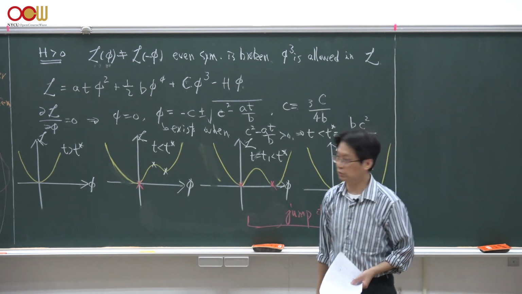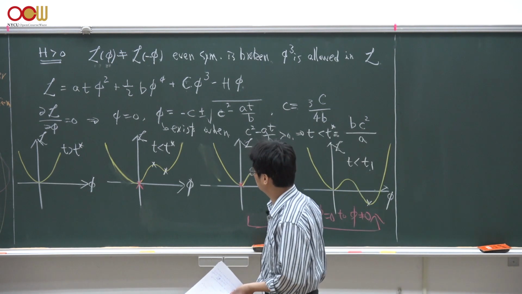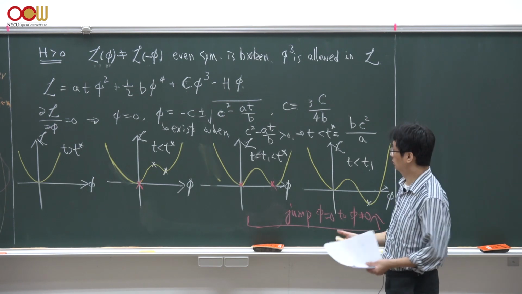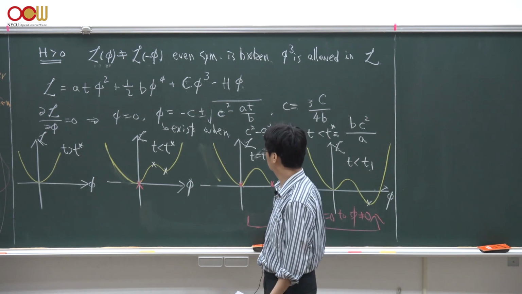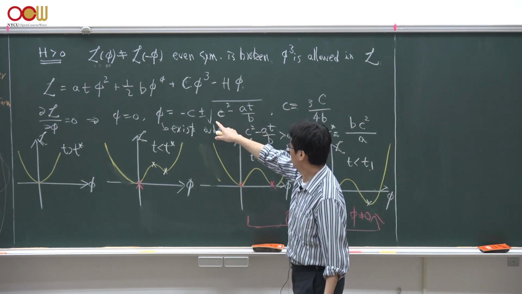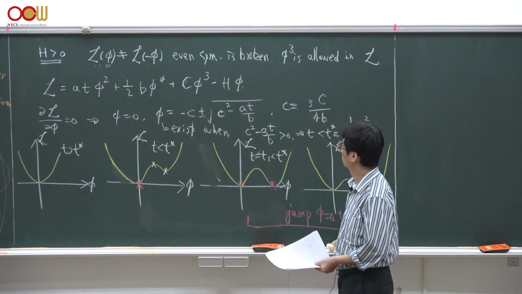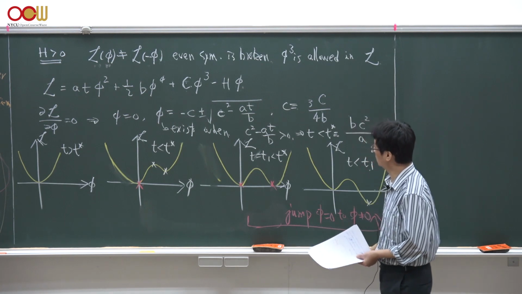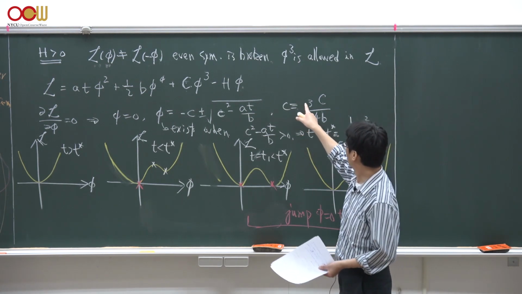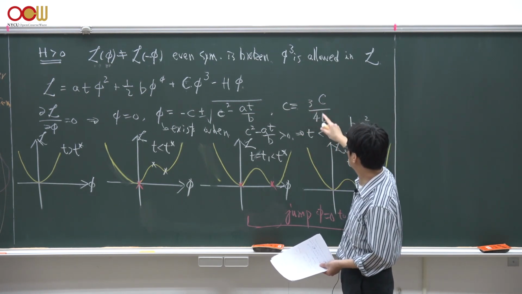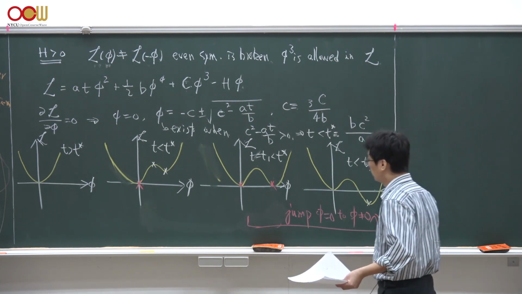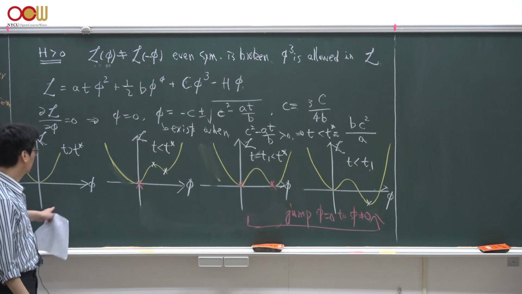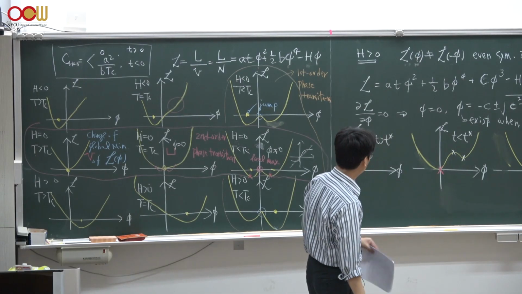So again, we could just minimize the Landau free energy density with respect to phi and find out what the trivial and non-trivial solutions are. We get this non-trivial solution, which takes the value minus c plus or minus the square root, where the little c is defined as 3 times capital C divided by 4 times b. Then we can plot the Landau free energy density versus phi again, like what we did on the left side.